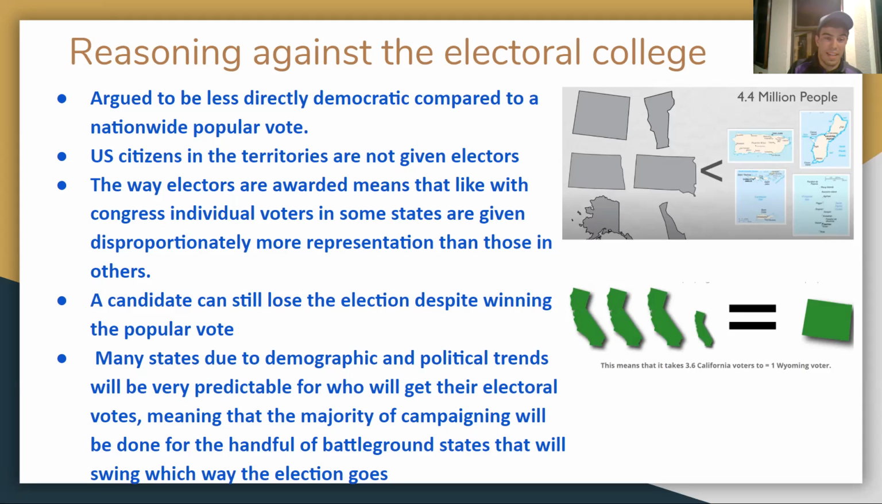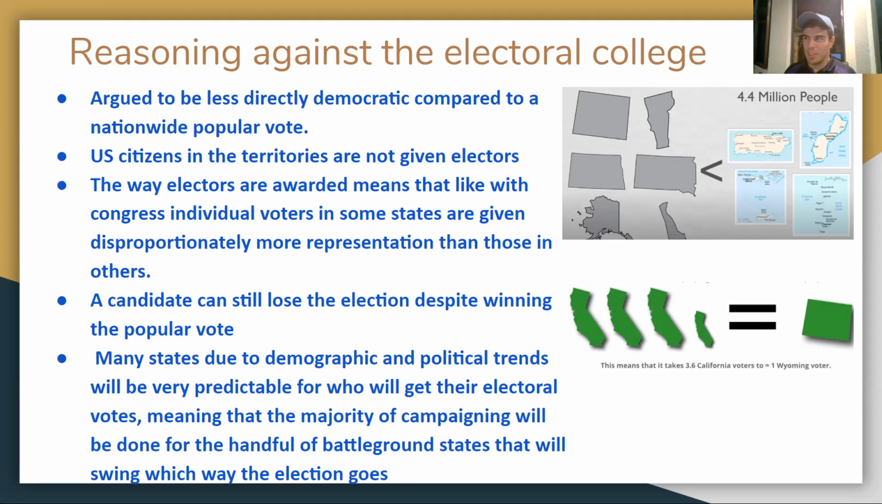Okay, so many states, due to demographic and political trends, will be very predictable in the Electoral College. A lot of states, it's not really a question of who the electoral votes are going towards. So it's almost like the people who aren't voting that way might as well not show up for the presidential election. They should still vote on their local things, which we'll get into in another unit. But it can be very predictable, and that leaves it up to a handful of battleground states that actually are close that will ultimately decide the election.